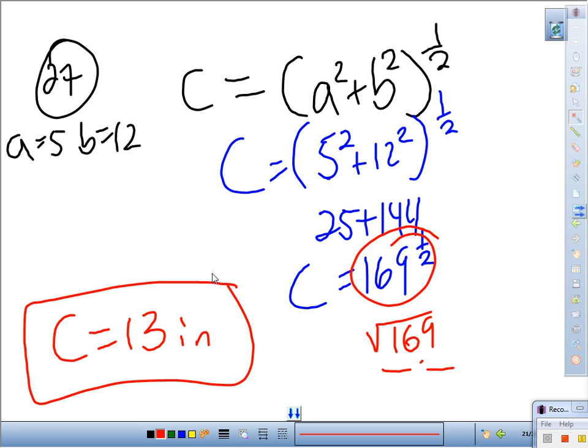Some of you are dividing. I don't know why you're dividing. You need to change this to a radical. That's what the lesson was about. And that's how you do the rest. Okay? And of course, the properties, you need to review those by yourself. Okay? Let's move on.